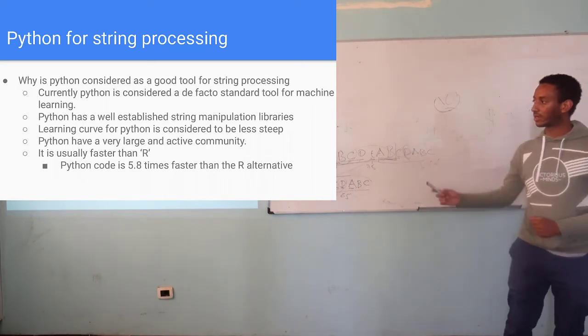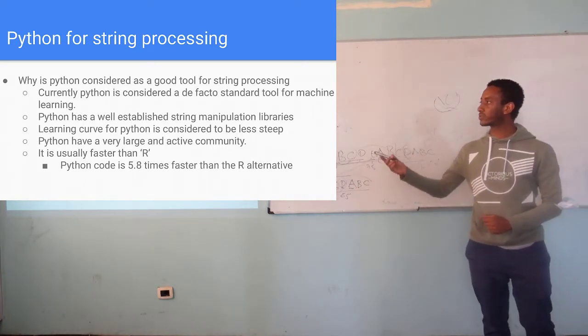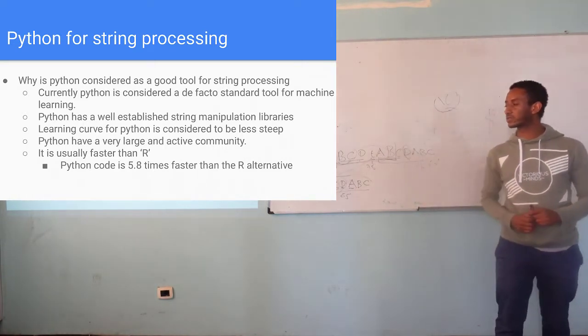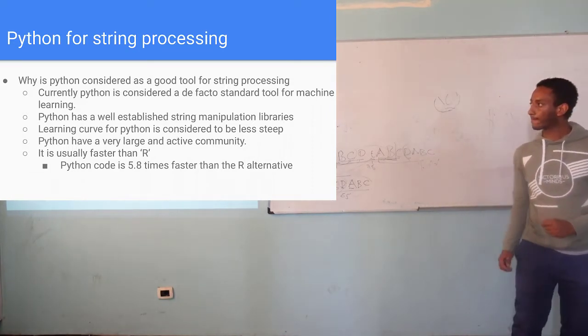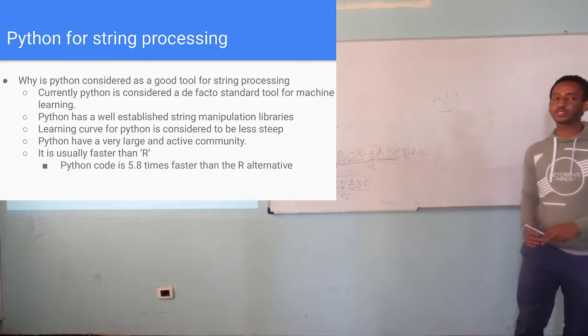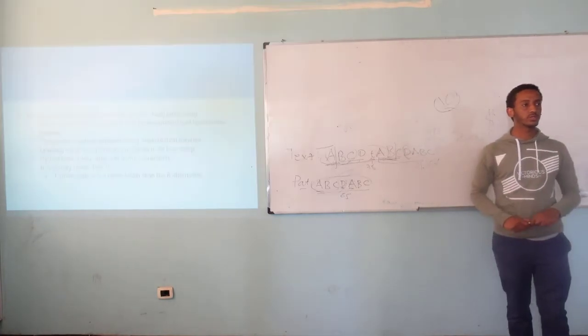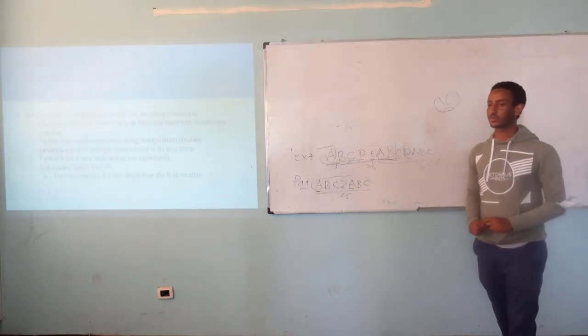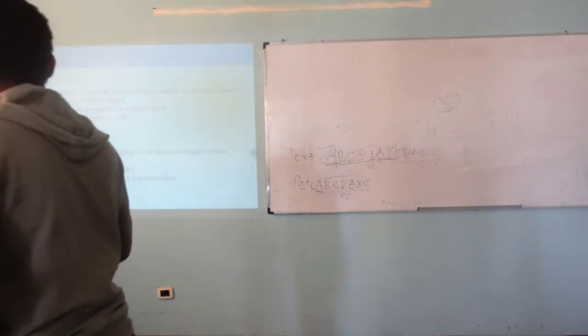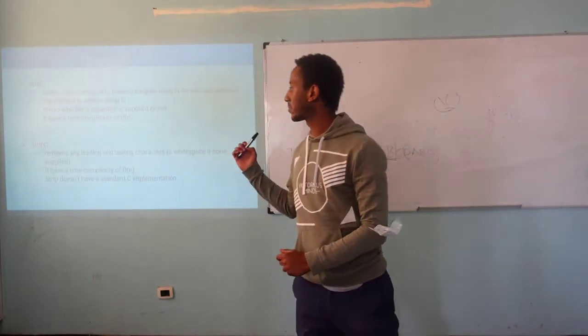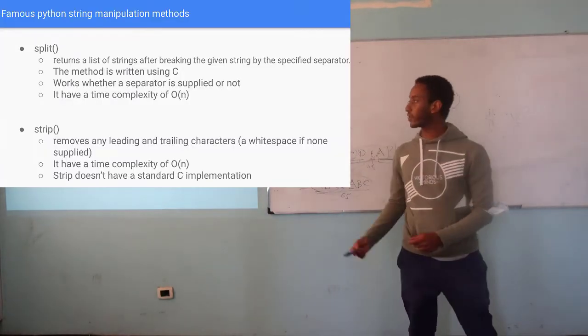But one good thing about Python when compared with R is that it's usually much faster. So nowadays we use Python more frequently for string processing. Now let's see some common methods for Python string processing. We use these methods, and there are some others on the next slide, very frequently.